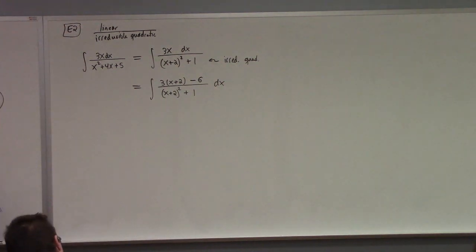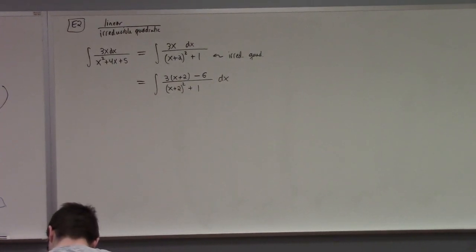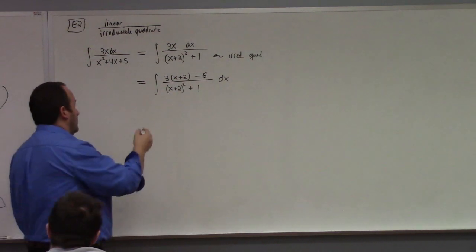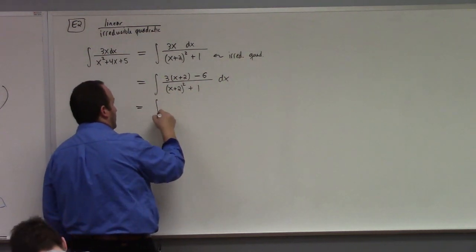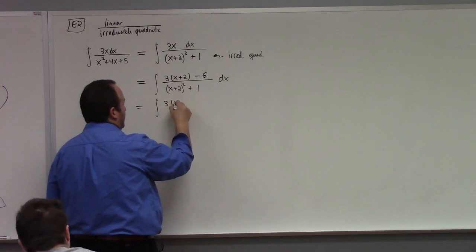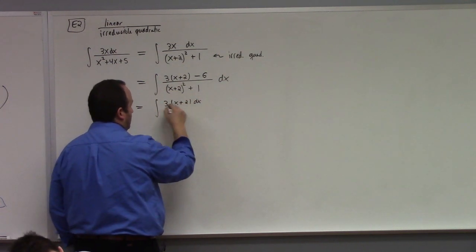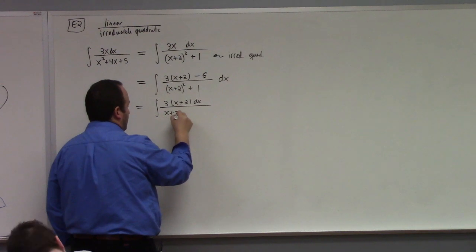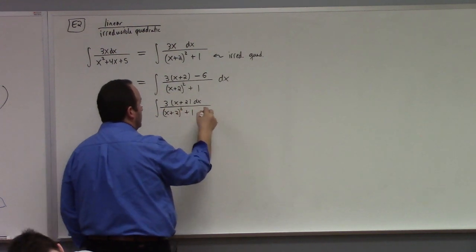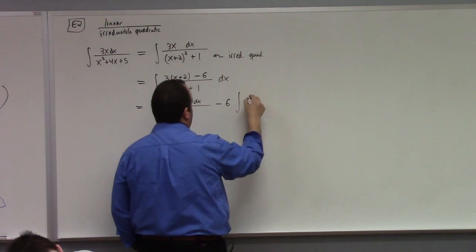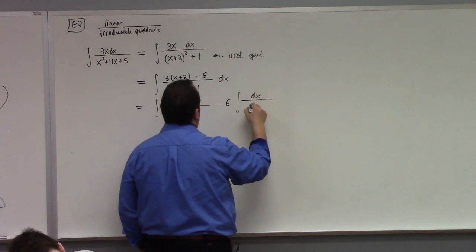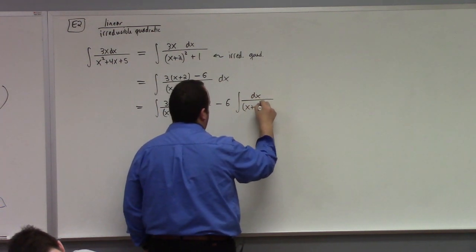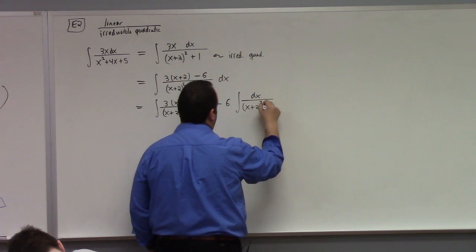Now, the reason I did that is so that I can break the integral up into two pieces, the one of which I'm going to be able to do a u substitution on, and the other of which I could use a trigonometric substitution, or, it depends on how you want to look at it. So we got 3 times x plus 2 dx over x plus 2 quantity squared plus 1 minus 6 times the integral of dx over x plus 2 quantity squared plus 1.